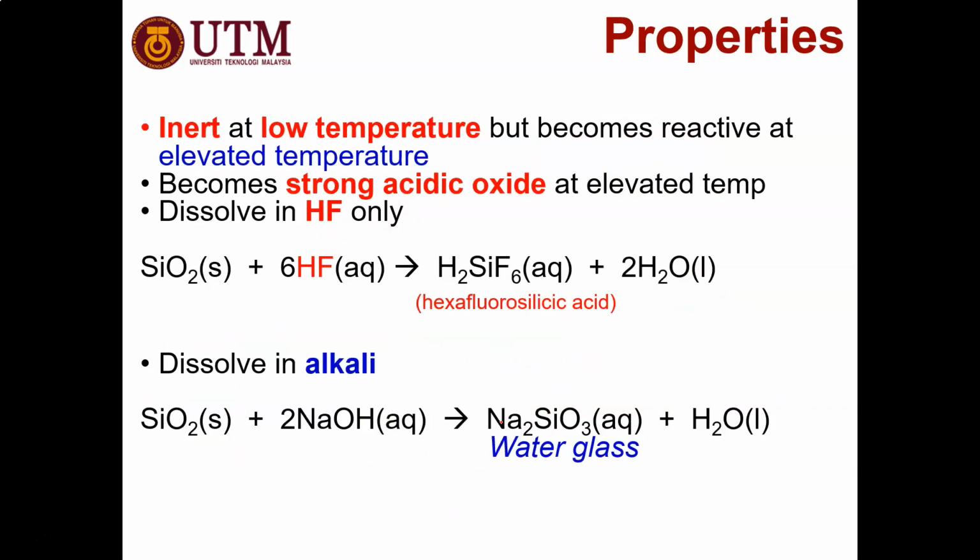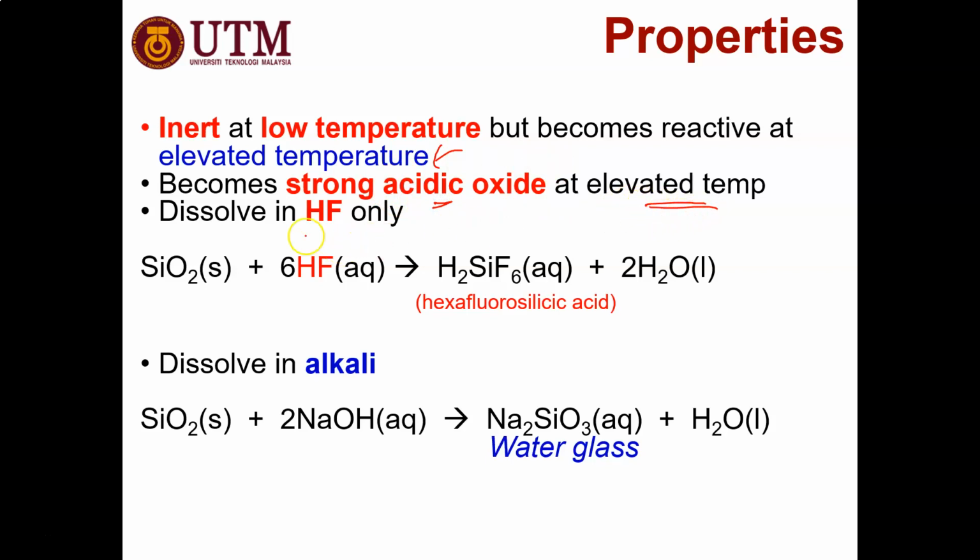So let's look at some properties of silica. Silica at low temperature is inert. Maknanya kalau dalam suhu biasa, suhu rendah, dia macam lengai je. However, it can become very reactive at elevated temperature. Bila dipanaskan, dia sangat reaktif. And it becomes a strongly acidic oxide at elevated temperature.